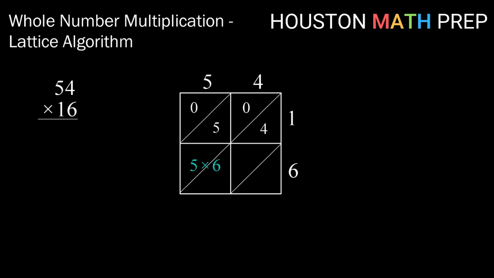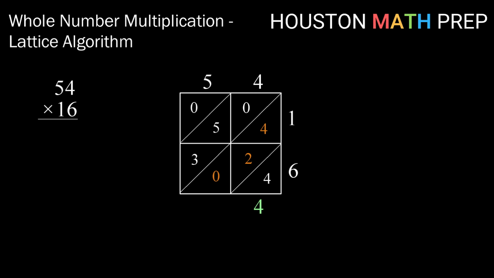Completing all of our boxes in the same way, 5 times 6 for our lower left would give us 30, and 4 times 6 for lower right would give us 24. Okay, so now we've done all of our multiplication, and now it's time to get our final answer. To do that, we're going to add up the values in each diagonal. So starting with the ones place, the only thing in that diagonal is a 4, so our ones digit is 4. The next diagonal over will give us our tens place.